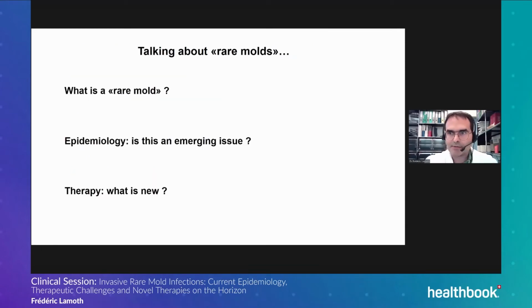So in this presentation, first, I would like to address the definition of rare molds, which are really rare molds. And then the major focus will be on the epidemiology of these rare molds, with the main question: is this an emerging issue? That is, are we seeing that there is really an increase in the total number or in the proportions of these rare molds? And then we'll talk about the new therapies in the pipelines for these molds, which are notoriously resistant to many antifungal therapies.